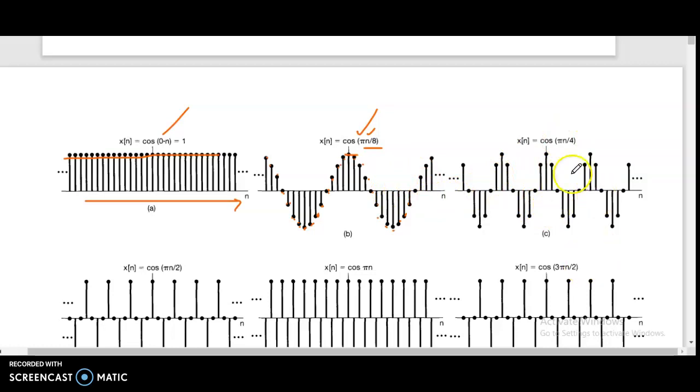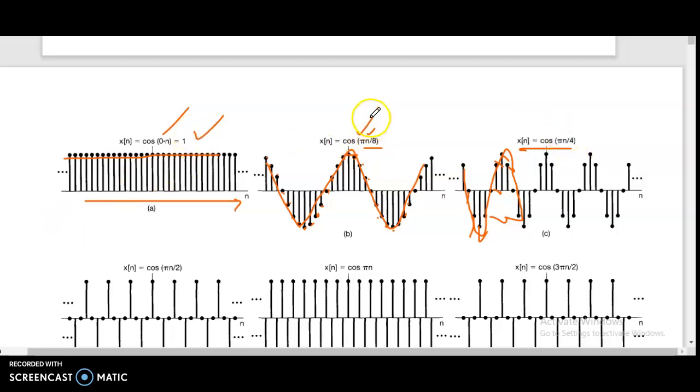Here in figure C, x of n equal to cos of pi n divided by 4. It means sinusoidal signal only. Okay, here also sinusoidal signal. Here 1, 2, 3, 4. Here 1, 2, 3, 4. So x of n equal to cos of pi n divided by 4 in this frequency.